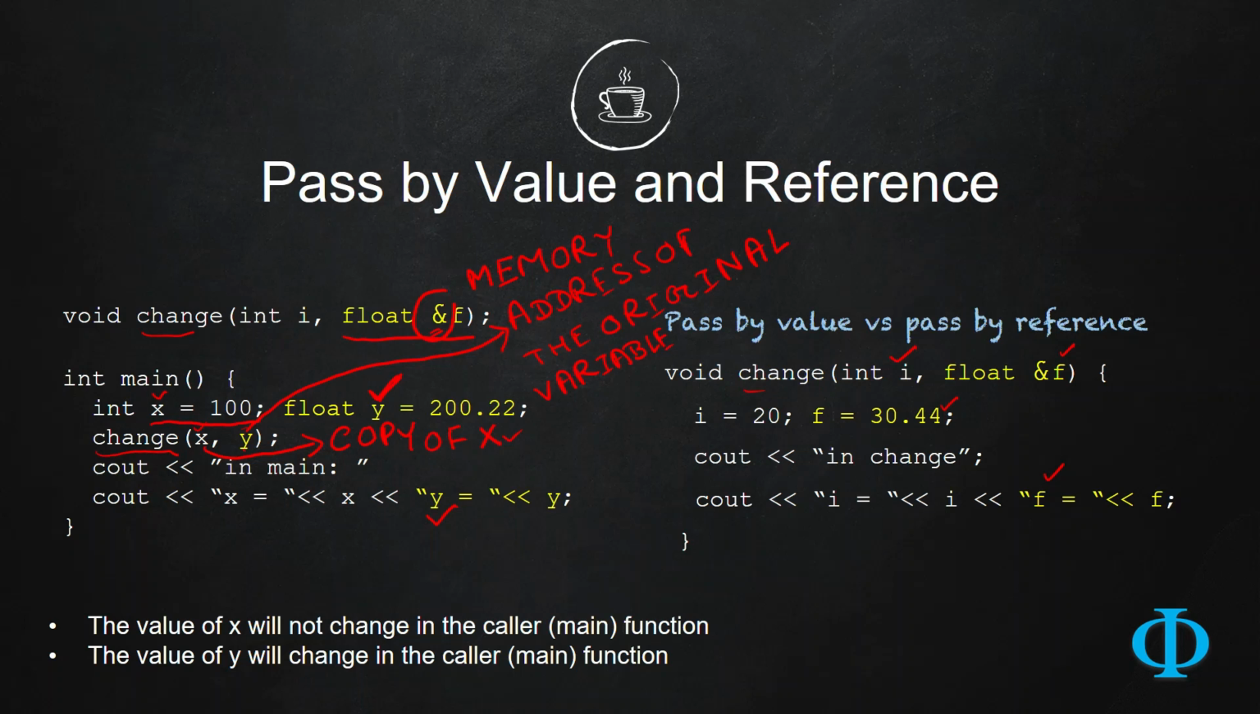As a result, the value of x in this function will not change in the caller main function afterwards. The value of y, since this is passed by reference, will change in the caller main function. Now, if you are getting confused, don't be, because we are going to explain this concept using a simple demo program in the next video.